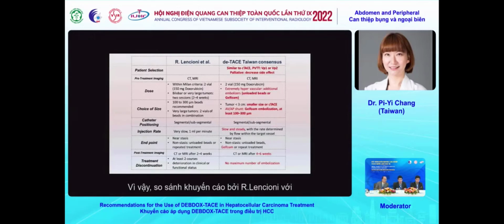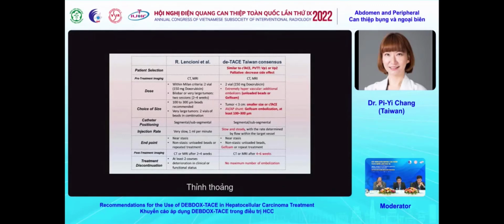So let's compare the recommendation by Lencioni versus the Taiwan consensus. You can see that for the patient selection, it is quite similar to CTACE, and we can also extend the patient selection in portal vein tumor thrombosis. Perhaps VP1 or VP2, the branch type tumor invasion. We also choose patients to undergo palliative treatment to decrease side effect.